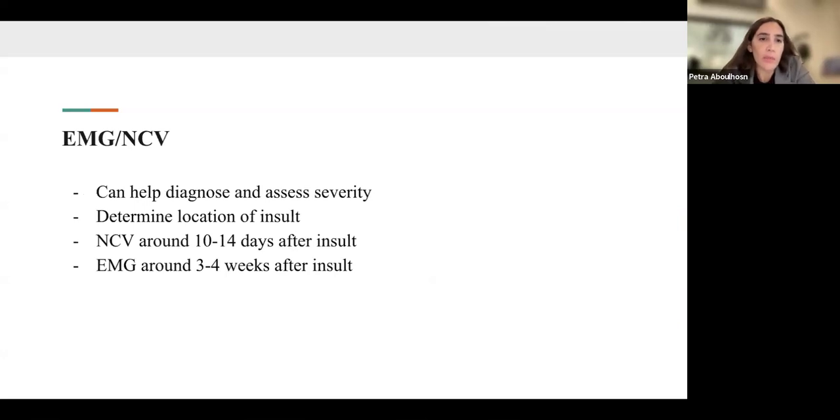So why do we use EMG or nerve conduction studies? They can help diagnose and assess the severity of our condition, and they can help us determine the location of the insult. However, we know that to get proper results, for nerve conduction studies we would need to wait about 10 to 14 days, and for EMG, we would need to wait 3 to 4 weeks after the insult.